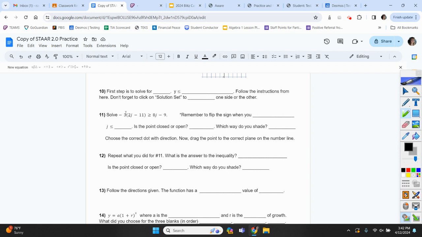You're going to have to end up dividing by a negative. So remember, flip the sign when you divide by a negative. That's what goes in this blank. Flip the sign when you divide by a negative. Is the point going to be closed or open?